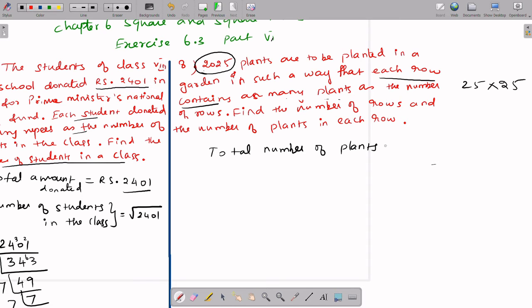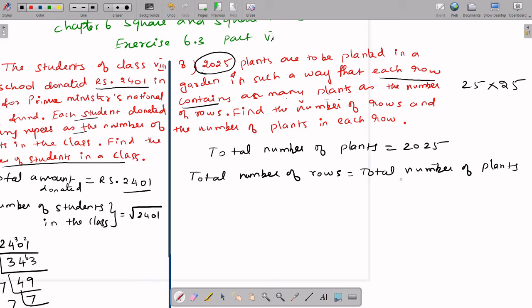Okay, and then we have to find out the number of rows and the number of plants in each row. So we write it this way. It is the given condition, you have to write it. Total number of rows is equal to total number of plants in each row. That is the condition given. So you have to find out the square root of this one. When you find the square root of 2025, they both will be equal.